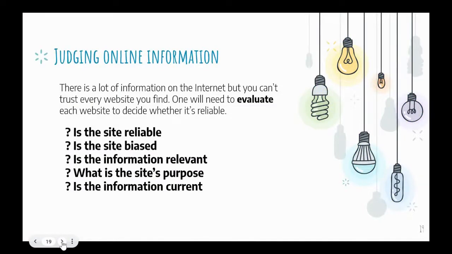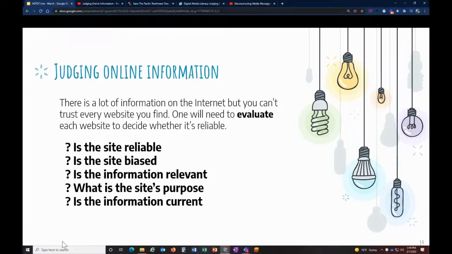So a couple of tips for judging online information. As we were talking about, there's so much information on the internet, but you've got to be careful. You can't trust every website. You can't trust every piece of information because a lot of it is open to be created by anyone. So you do need to have this digital media literacy when evaluating the websites and the information. So looking at: is the site reliable? Is the site biased? Is the information relevant? What is the site's purpose? Is the information current? I have a quick video that I'll play. I'll talk a little bit about this.